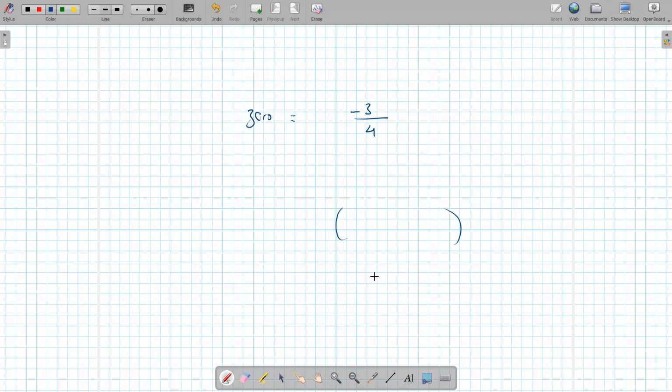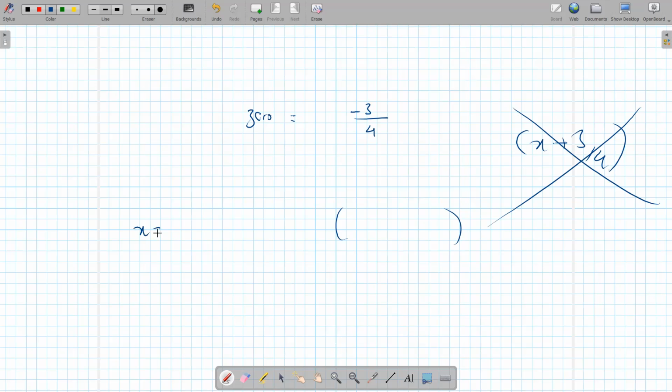What is this in terms of x? If you have to write this in factored form, what would it be? Would it be x plus 3 over 4? No, it's not going to be that, right? That's a trap. So how do we actually find it?